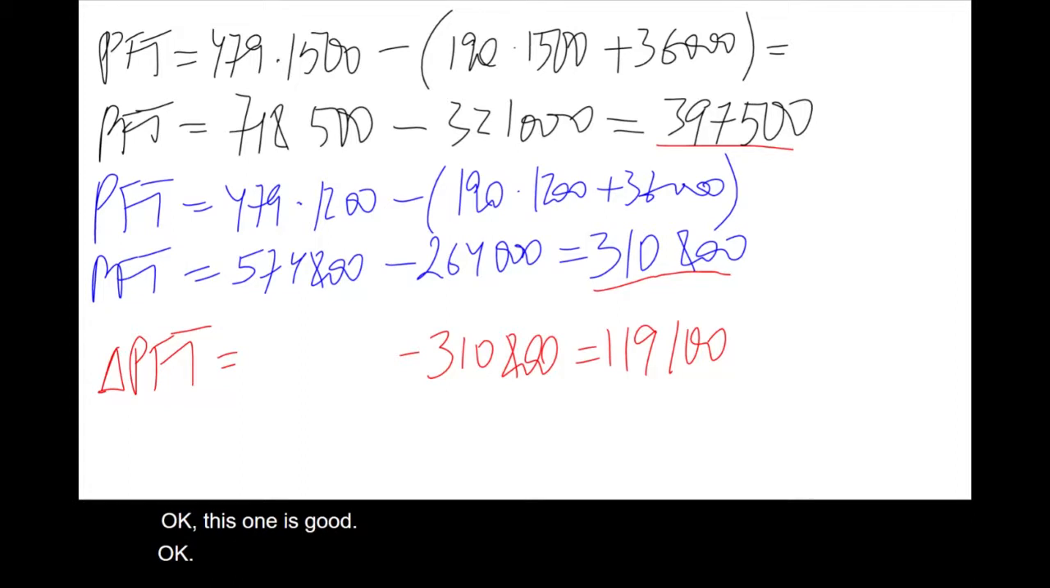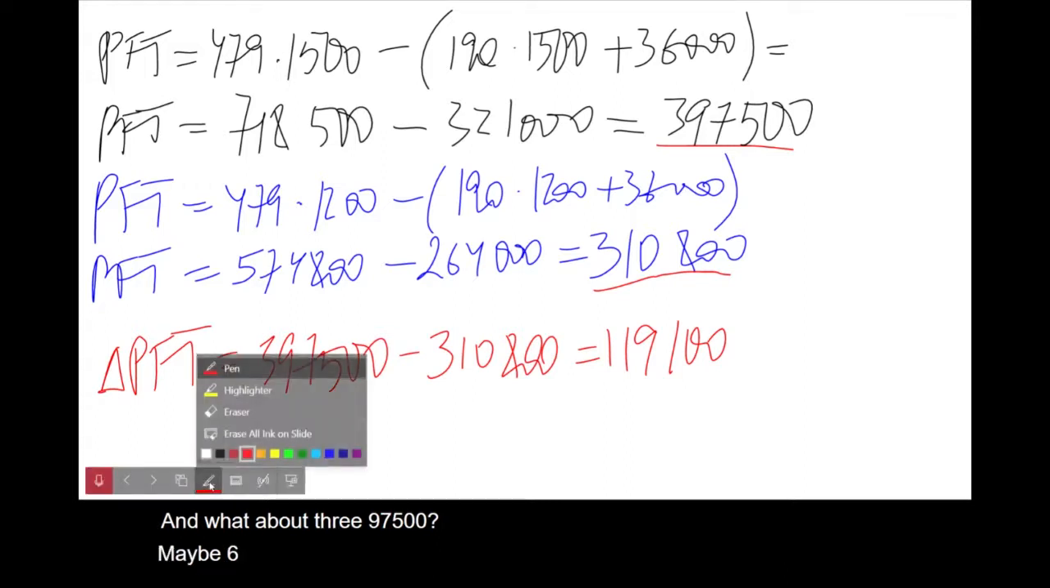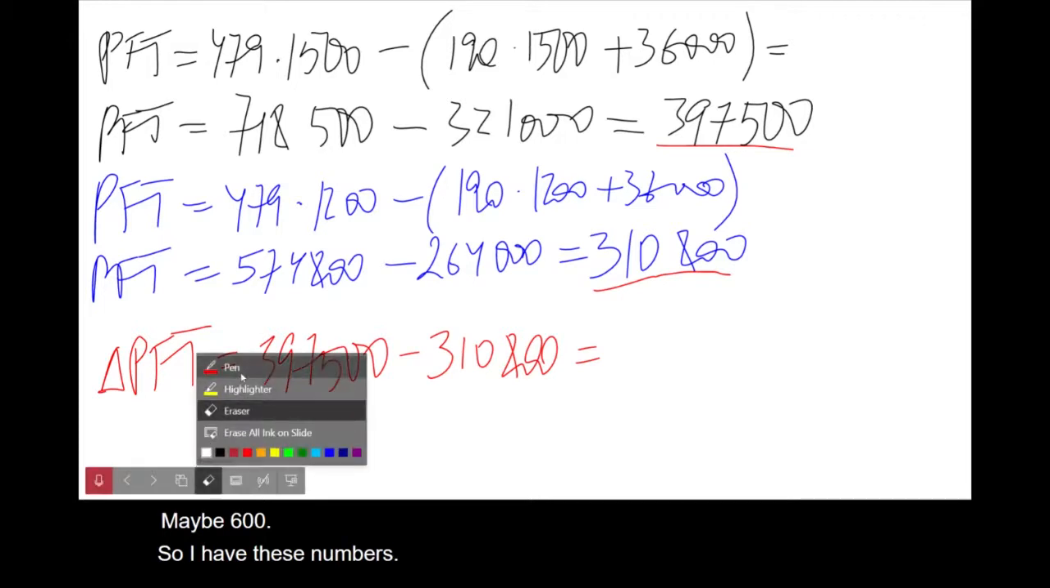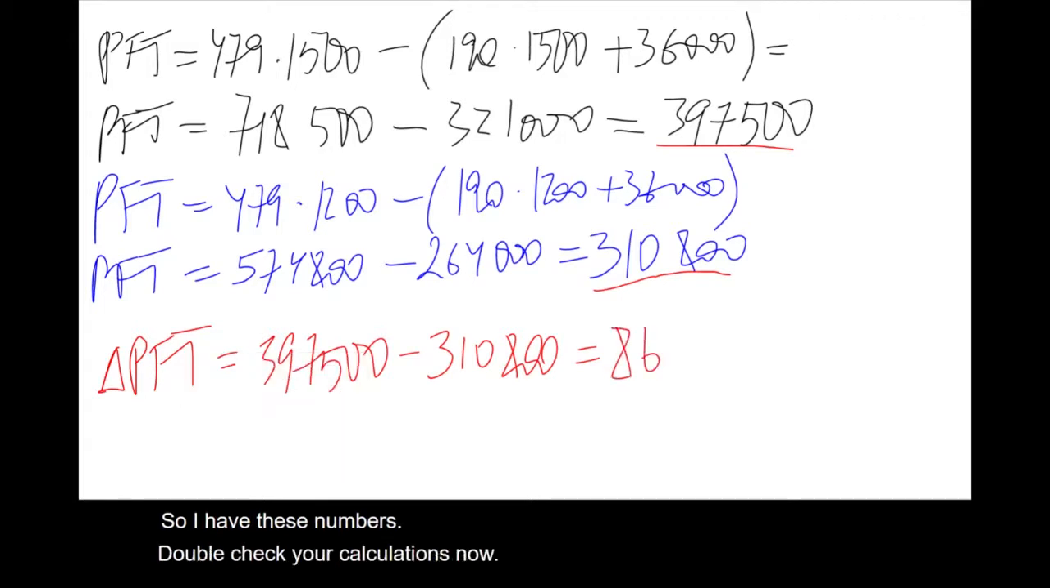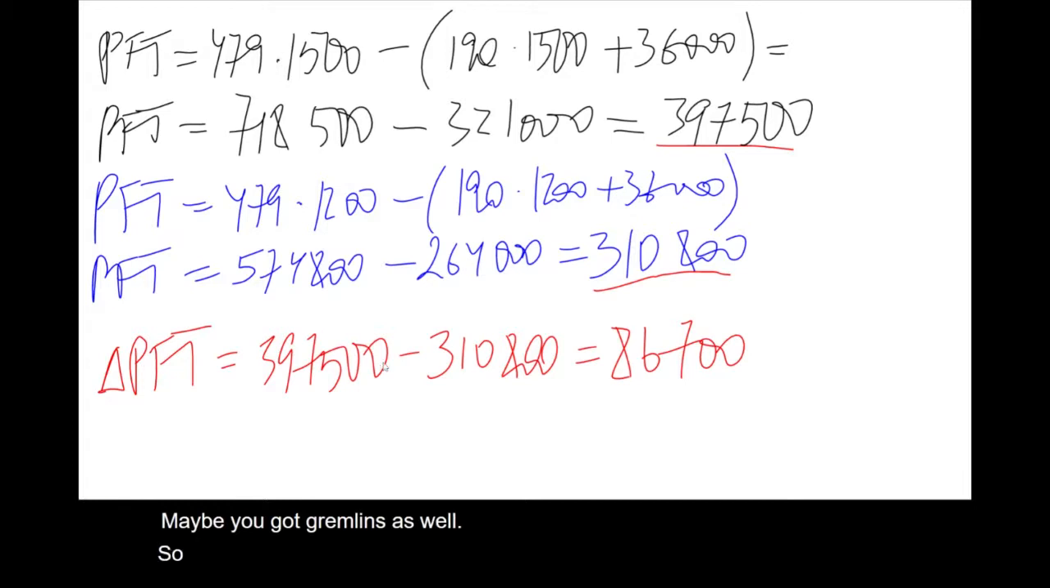310,800. This number is fine. And what about 397,500? 86,700. So I have these numbers. Double check your calculations now. Maybe you got gremlins as well. So now we are okay?